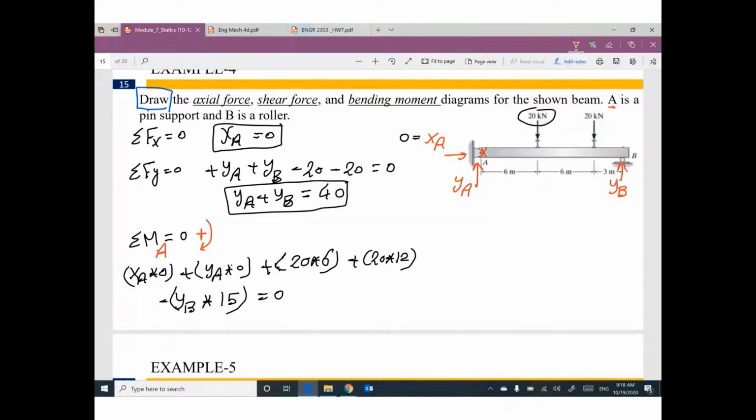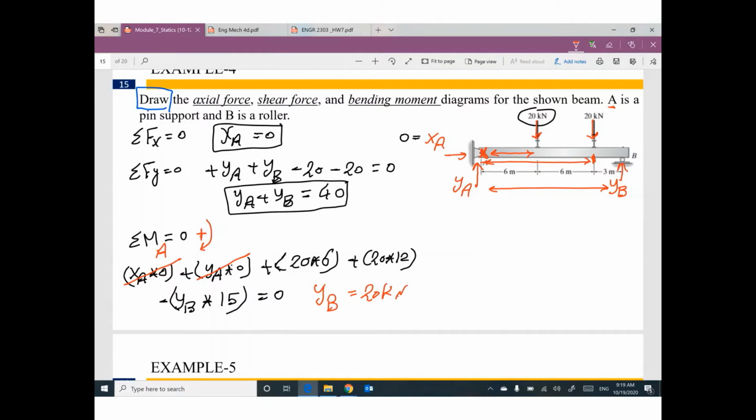I believe until this moment, some students cannot figure out the actual distance. Guys, I'm sitting at A, and here is the first force. The distance in between is 6. The second force, 20. The distance between this force and the point A is 12. The third force, YB, times the total distance, 15. This term will be cancelled, this term will be cancelled, so the only unknown here will be YB. How much? It will be 20 kilonewton.